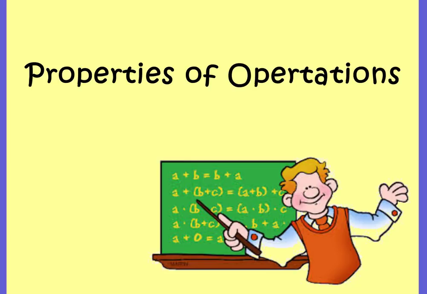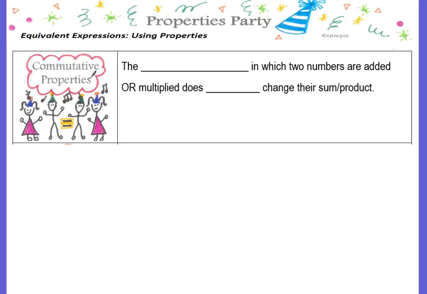Okay, let's get started. In math, there are certain properties that we have, things that we can do with numbers, and they call these properties of operations. And the first property is called the commutative property. The commutative property says that the order in which two numbers are added or multiplied does not change their sum or product. Now, the important clue words here are going to be added or multiplied. Okay, it does not include subtraction or division.